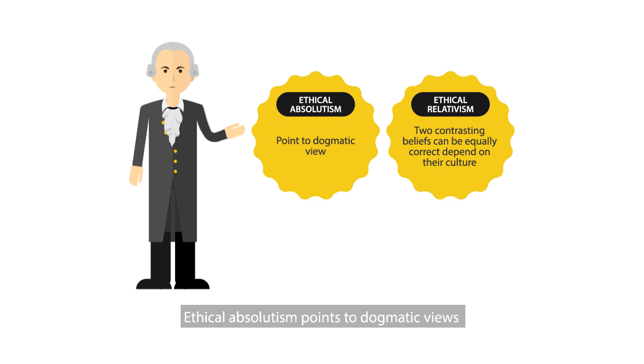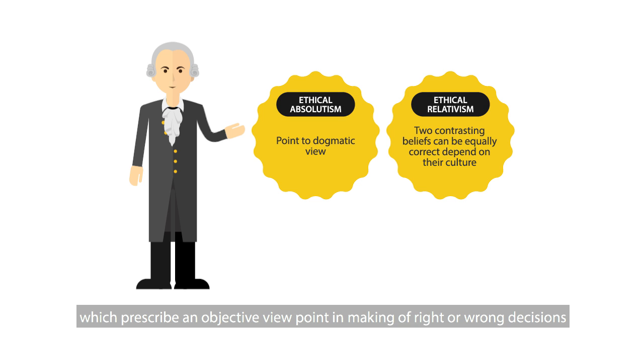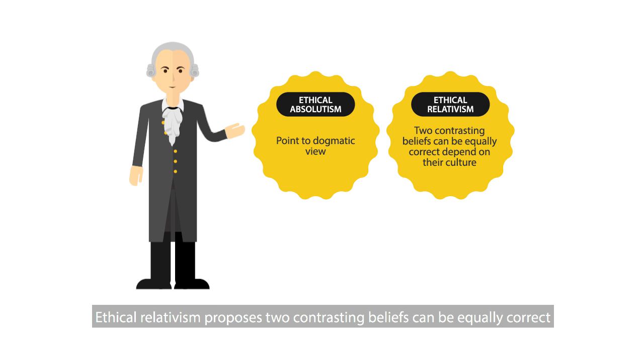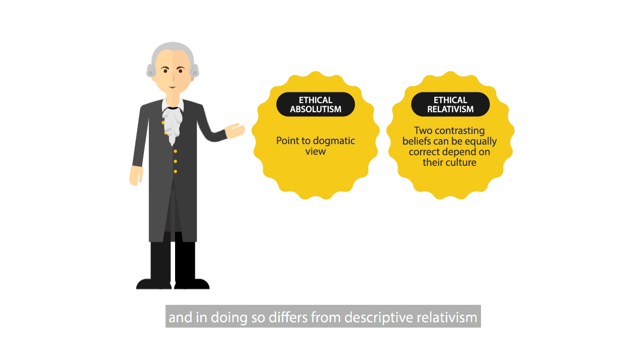Ethical absolutism points to dogmatic views which prescribe an objective viewpoint in making of right or wrong decisions. But ethical relativism states that context is an important factor in determining morality, and therefore it is subjective. Ethical relativism proposes two contrasting beliefs can be equally correct, and in doing so differs from descriptive relativism, which claims that different cultures have different ethics.